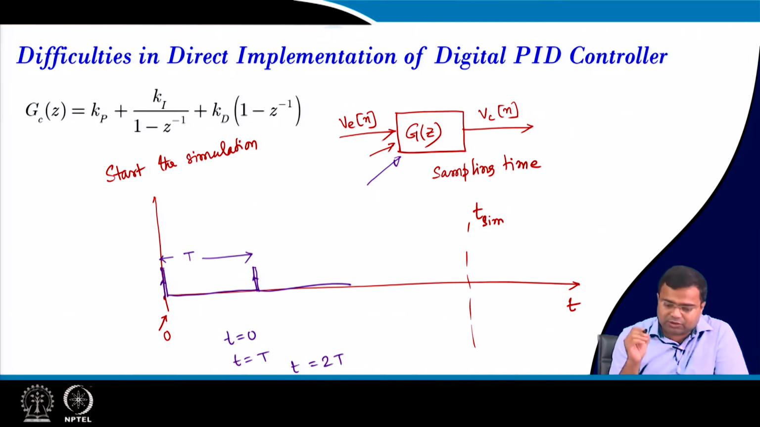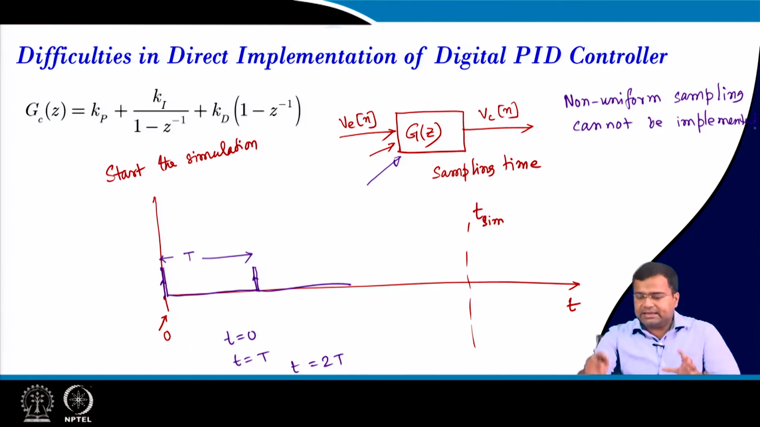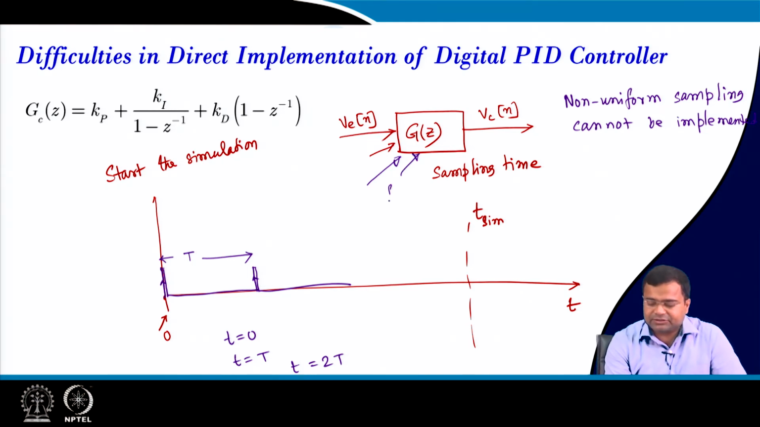So first of all, there are two problems. One problem is that you cannot use any non-uniform sampling. Non-uniform or event-based sampling cannot be implemented, because in this way you cannot simply adjust the time period inside the block, because this block is fixed. So this is a fixed sampling time, and you cannot implement it using this block. So this is number one.